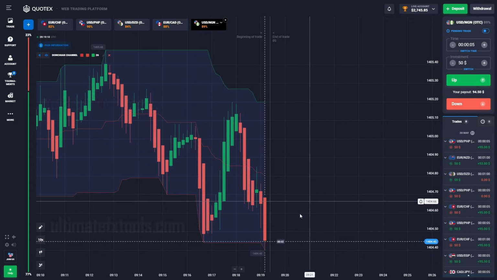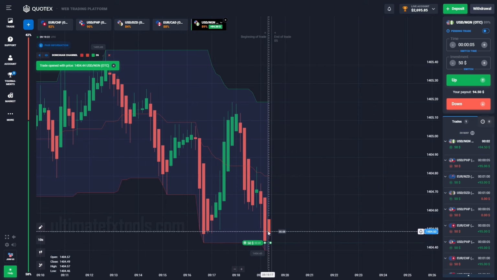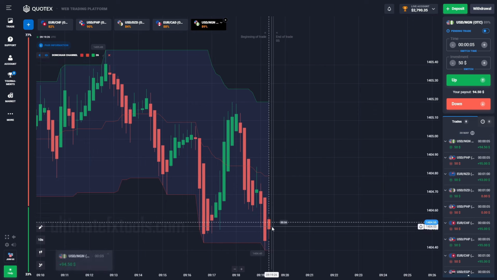With a high probability that in the next few seconds, it will retract and go back to its average trend here in the middle. It also touches the bottom Donchian channel, which means there's a high possibility that the trend will go up in the next seconds. Let's trade higher on it. Got our winning trade.